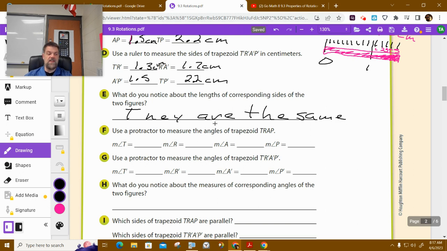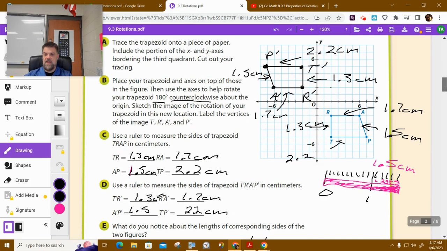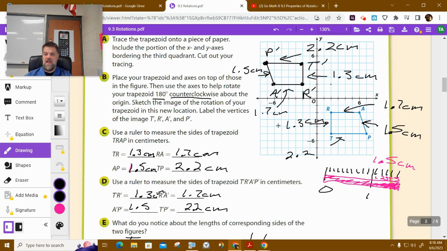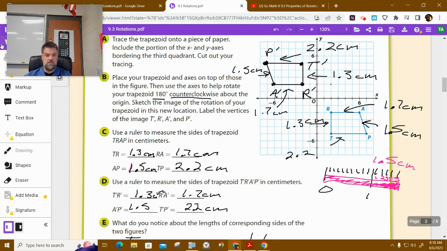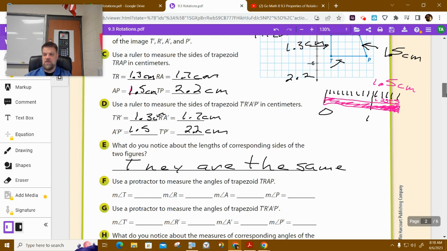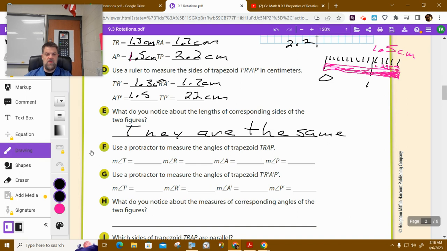And then for a protractor, you got a lot of 90-degree angles. So the measure of angle T, and I think I'm going to try this. The measure of angle T. Let me see if. No, it doesn't show it. Angle T is from R to T to P. That's a 90-degree angle. Okay. So that would be 90 degrees.